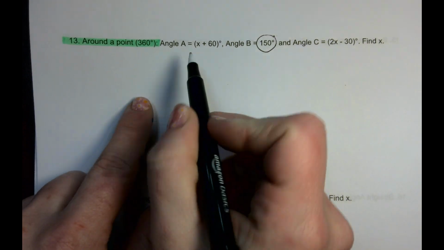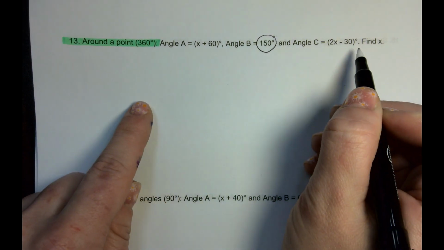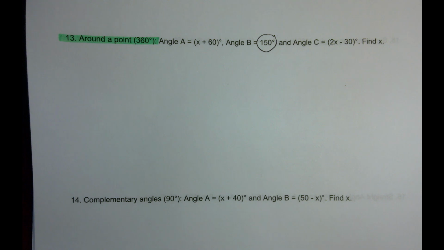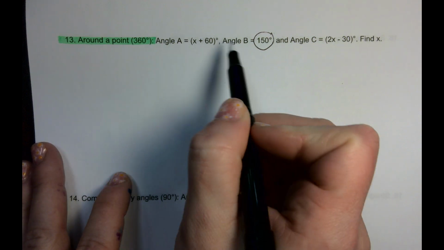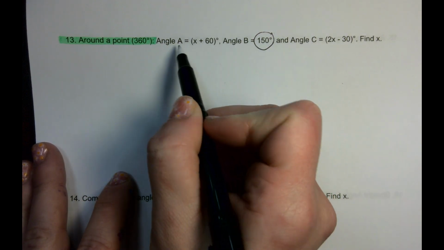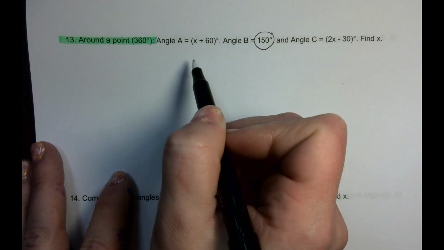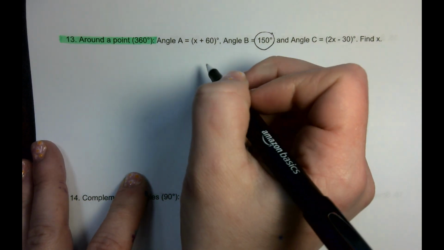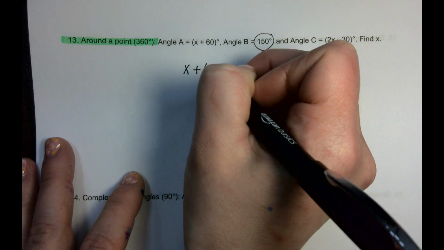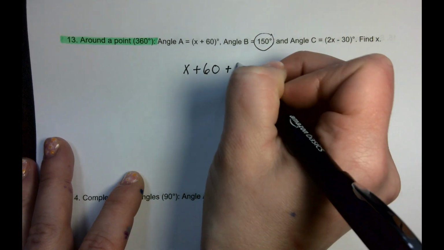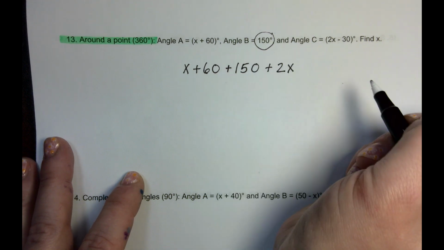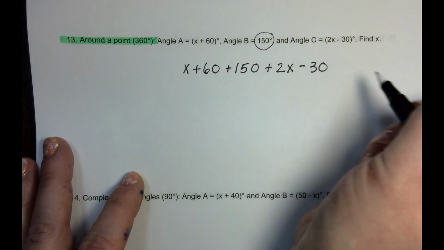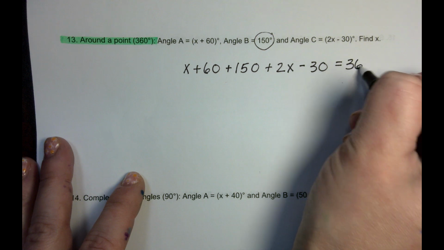Now, let's do it from left to right. I was never good at mental math, and especially since this is the first day we're looking at all these crazy things, let's go just from A to B to C. So instead of writing A plus B plus C, what am I writing? X plus 60, plus 150, plus 2x minus 30 equals 360. This is a long one.